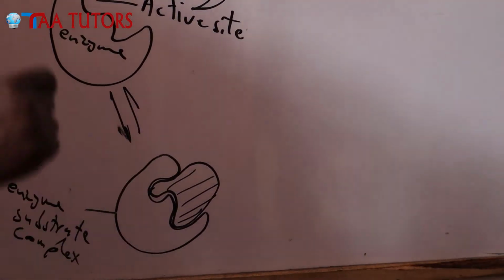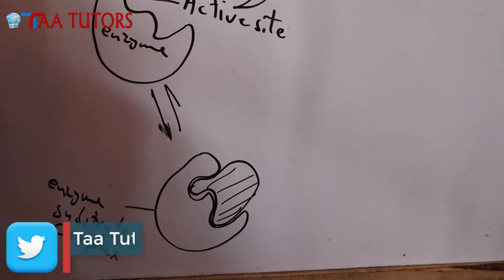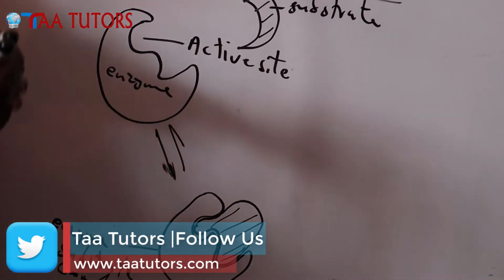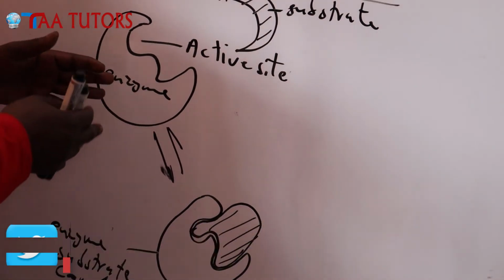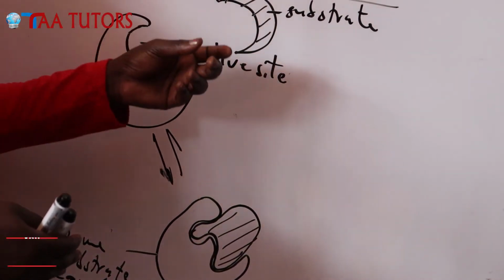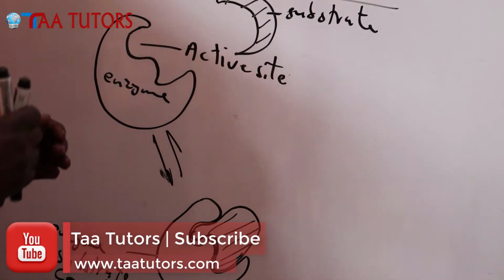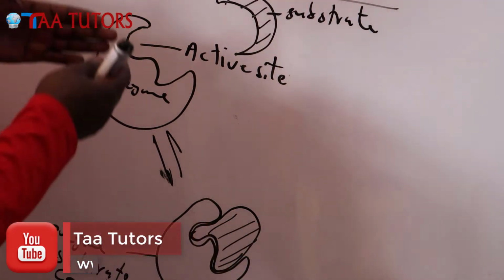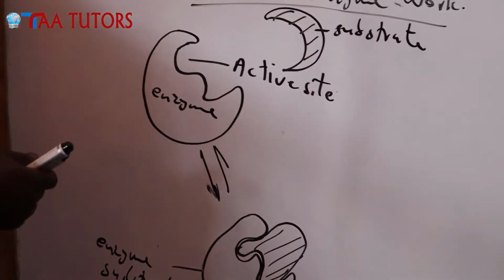And I want you to remember that not every substrate will fit on the enzyme. So enzymes are very specific. They have a definite shape that only a specific substrate can fit in. Therefore, we can say that enzymes do select. They are selective. So they are very specific to which substrate they are working on.